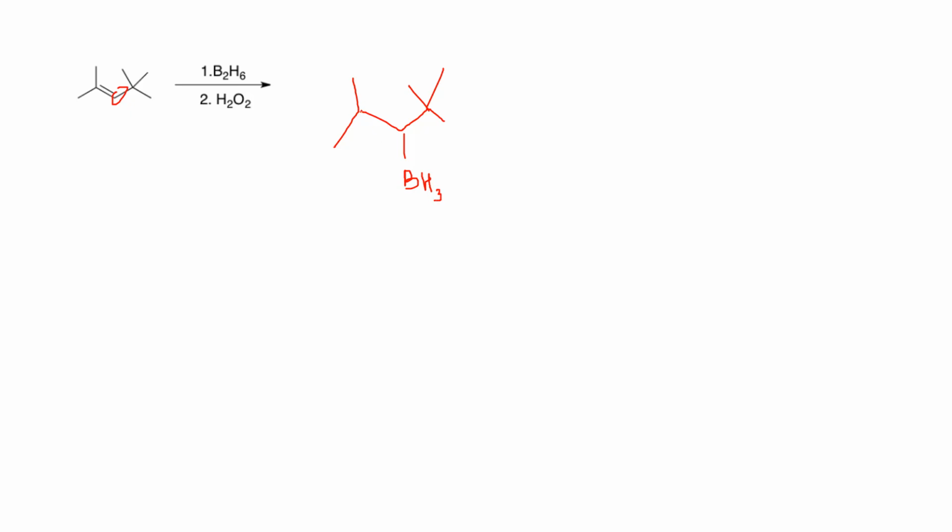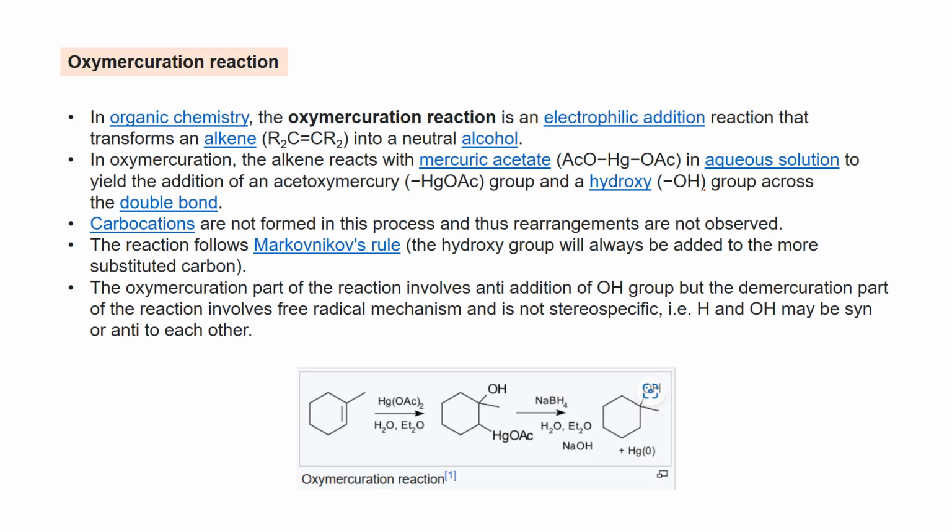Whereas on this part, H. Then as I said, if we add H2O2, wherever the boron bond is, that will be substituted by an OH bond. Wherever the boron bond is there, that will be substituted by an OH bond. Let's go to our next topic.